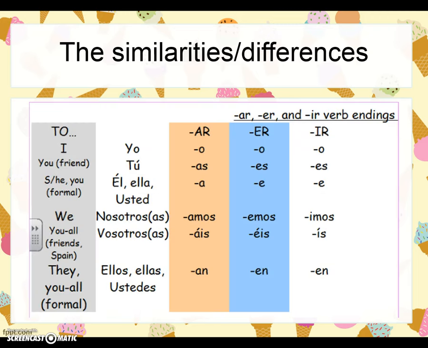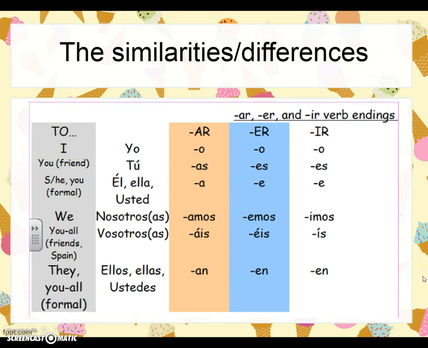Okay, and here are all of them. So you can see the similarities and the differences between all of our different types of verbs. Our AR verb endings, our ER verb endings, and our IR verb endings. You can see the similarities, and then you can see the difference.